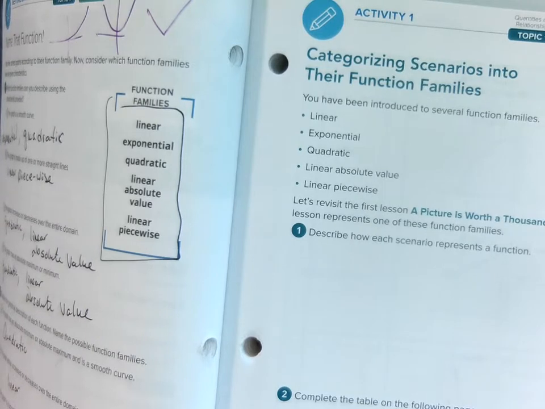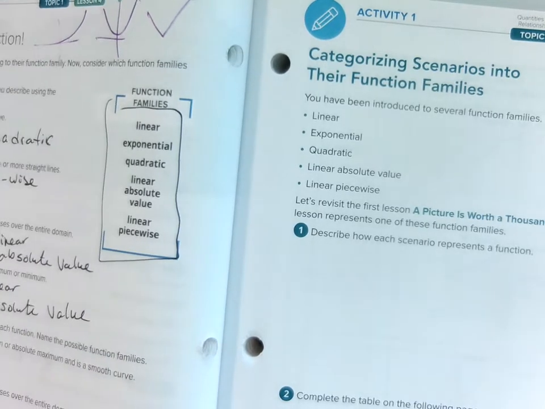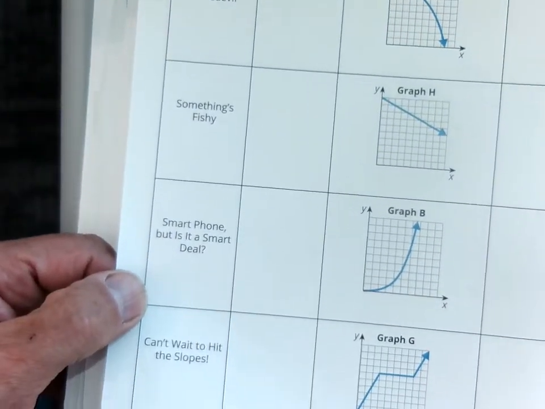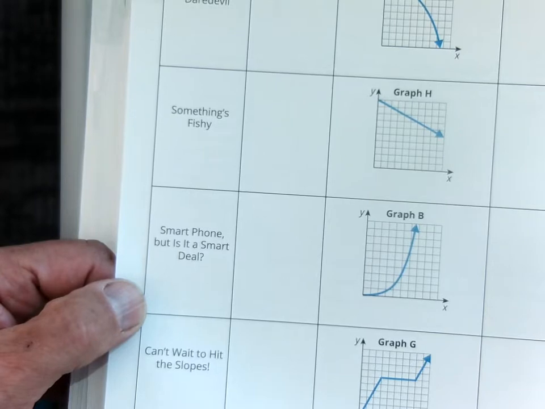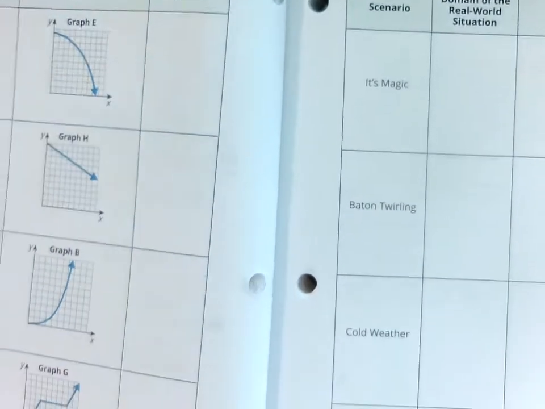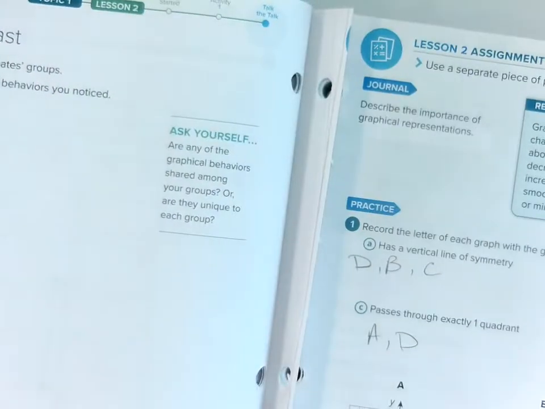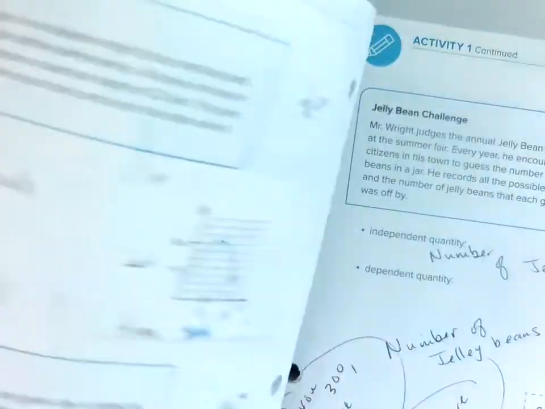Categorizing scenarios. You've been introduced to several function families: linear, exponential, quadratic, absolute value, linear piecewise. Let's revisit the first. A picture is worth 1,000 words. Each of these scenarios in that lesson represents one of these function families. You got the daredevil, something's fishy, smartphone isn't smart, can't wait to hit those slopes, it's magic, baton twirling, cold weather, jelly bean. All of those were found way back. We did the cutout and we taped them in, so they're way back here.